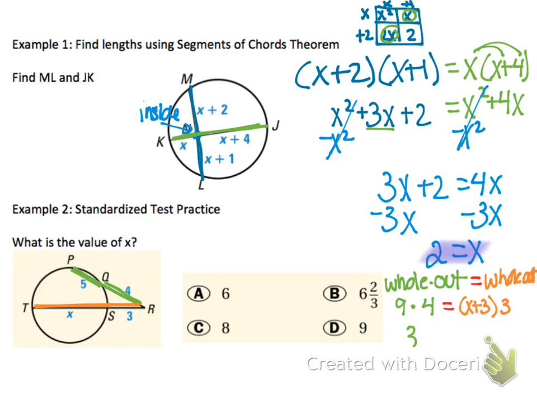That's going to give me 36 is going to be equal to, make sure you distribute that 3. That's kind of like a pit of death because you want to make sure that you're distributing that to both of them. That's going to give you 3x plus 9. Subtract 9 from both sides, and you get 27 is equal to 3x, and x is equal to 9.